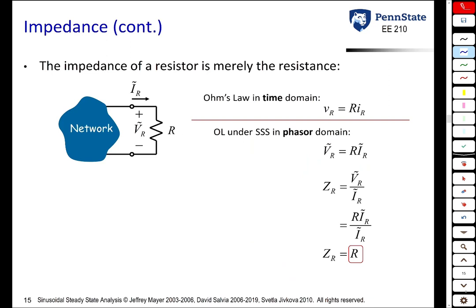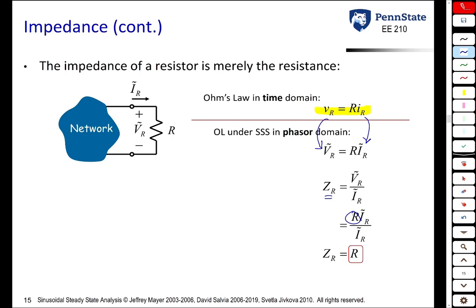So resistors are the easiest. As we know, in the time domain, we have Ohm's law, V equals IR. So if we convert everything to the phasor domain, voltage in the time domain becomes a voltage phasor in the phasor domain. Current becomes a current phasor. And so we get that V_R phasor equals R times I_R phasor. So V_R over I_R, which by definition is impedance, is just R. And so we see that for a resistor, the impedance is the same as the resistance.